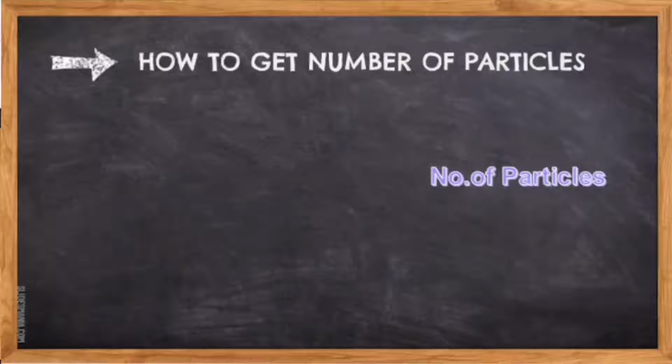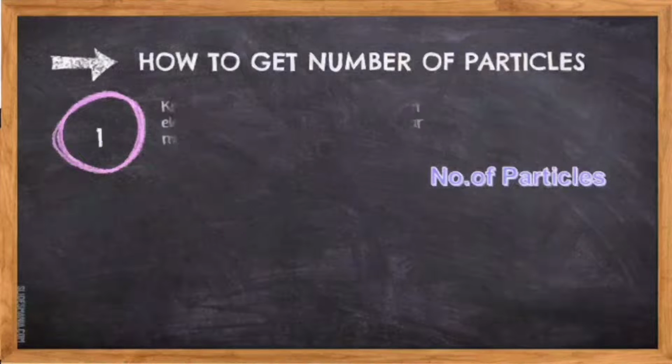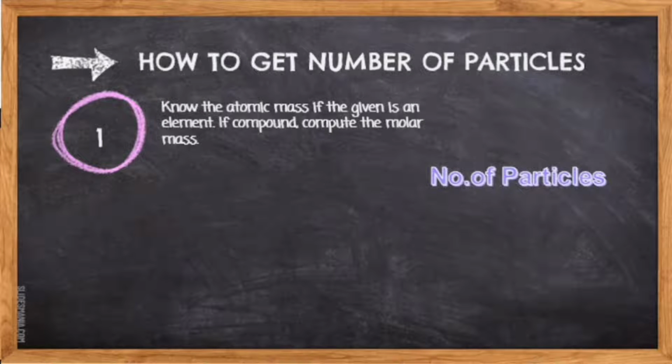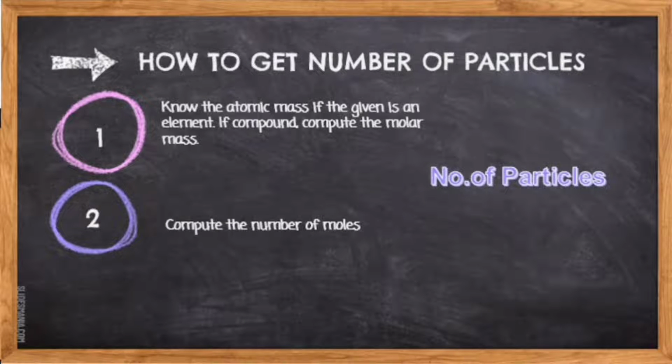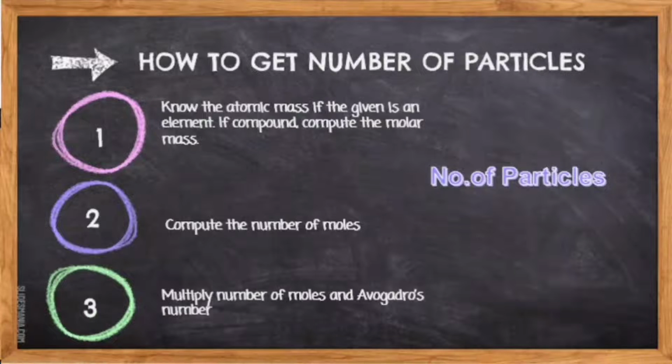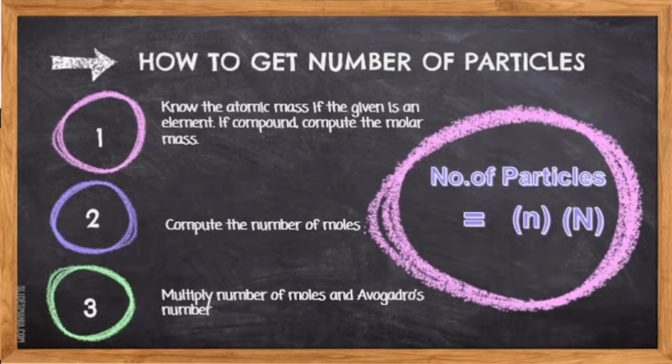How to get the number of particles? First step, know the atomic mass if the given is an element; if a compound, compute the molar mass. Second step, compute the number of moles. And lastly, multiply the number of moles and Avogadro's number. Or simply, number of particles is equal to small n, which is the number of mole, times capital N, which is Avogadro's number.